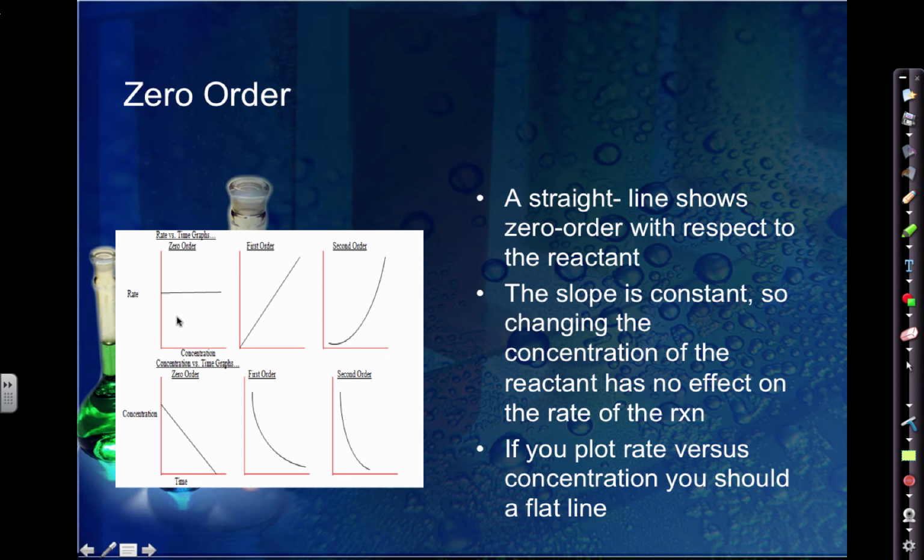So if I were to take the rate and graph it versus concentration, I would see a flat line. So right here, our slope is constant. Our slope happens to be the same thing as the rate. If I were to graph that, I should get a flat line.